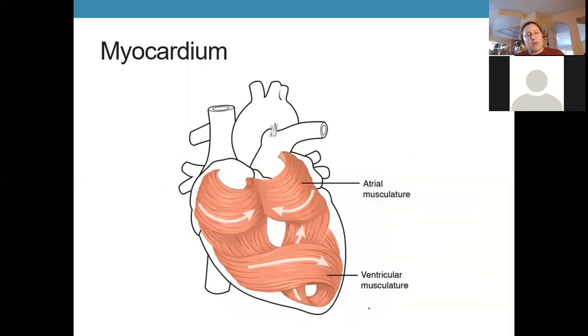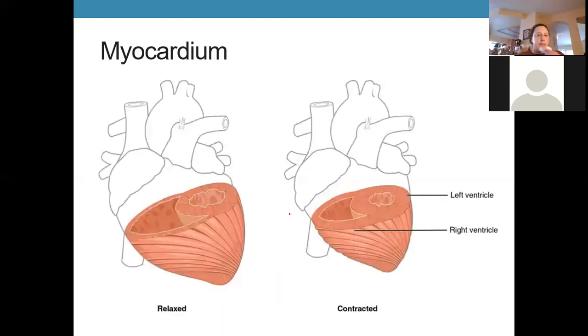This is showing you how the muscle of the myocardium is oriented. So it's very much wrapping around each chamber so that when it contracts, it's squeezing the contents of the chambers. So you can see that we've got it wrapped here, and then it kind of does this little figure eight thing down there. It's never going to contract all the way, and we'll talk about why later. But this is just showing you the relaxed ventricles versus the contracted ventricles.